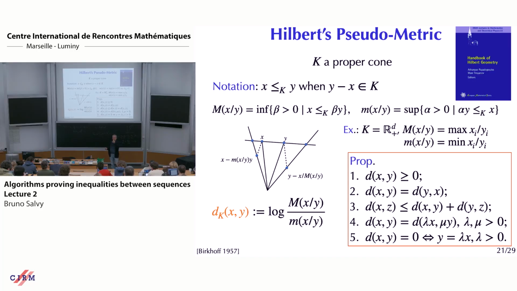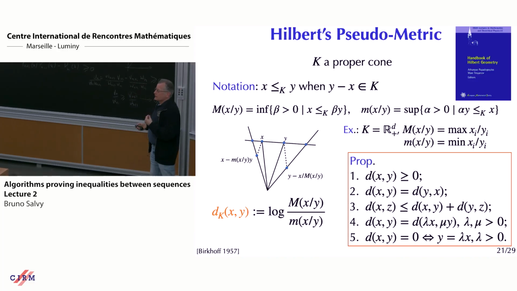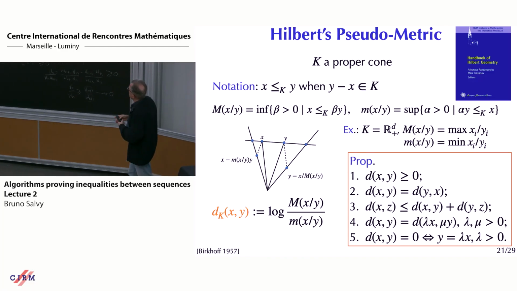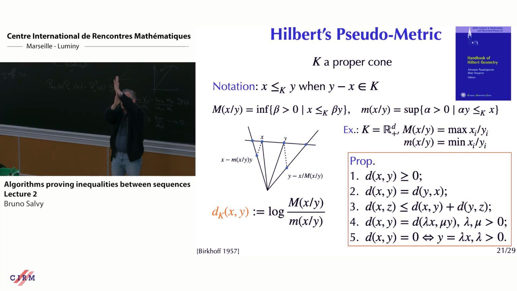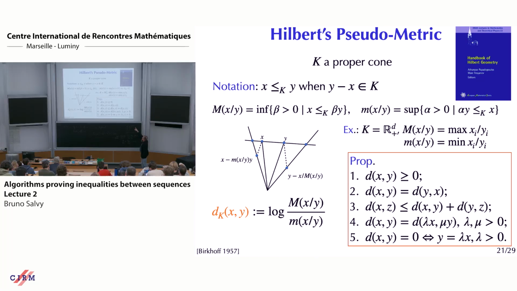So this is not very intuitive. And this notation is strange. Usually when you have a function of two variables, x and y, you have a comma. And here it's written x divided by y. The reason for this comes from the simple case where K is R plus to the d. So you have two vectors with positive coordinates, and you want to add to one as much as you can, but you have to stay positive. You think about it. The capital M is just the max of the ratios of the coordinates. And the small m stands for the min. So that's the origin of this notation.